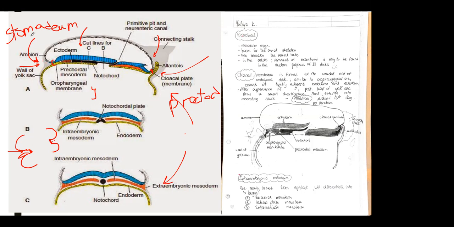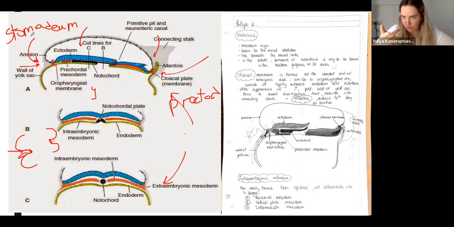Stomadeum. Where is the oropharyngeal membrane in you? You don't have it, but it used to be. If I open my mouth, the uvula is hanging there. Okay, so uvula this way. That's where the oropharyngeal membrane is. So it will be rupturing into your mouth.